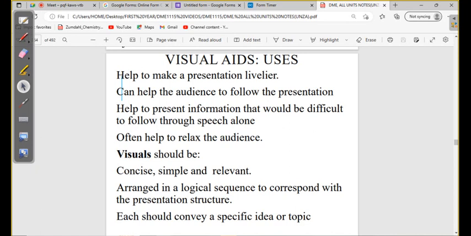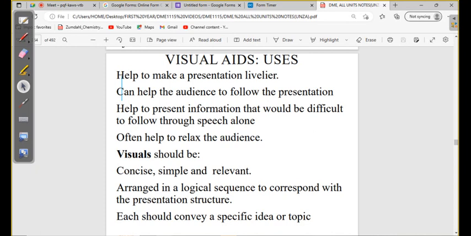They also help to relax the audience. When I'm speaking, the audience will not just concentrate on hearing, they are also seeing. Because of that, that is going to relax them. Their concentration will not be so much on just paying attention to what I'm speaking, because they're also seeing. That is going to relax them much more.